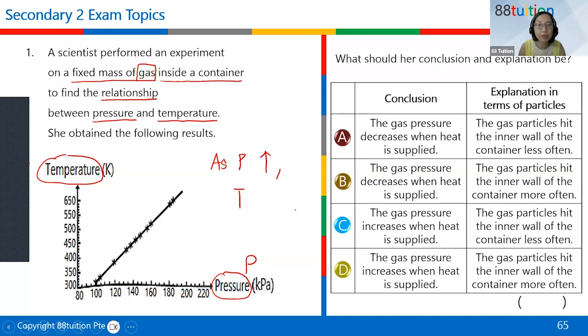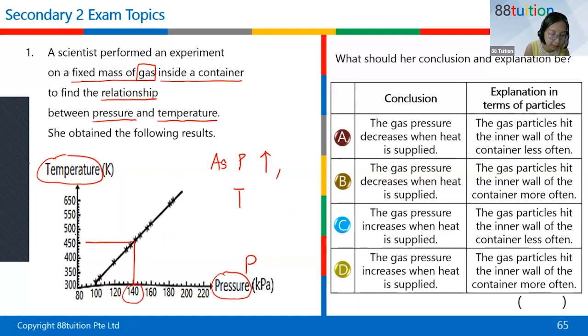All right, so you can see from the graph that the pressure is going up. For example, if the pressure is 140, then the temperature will be 450. Then if the pressure goes up to 180, touch the graph and go to the left, it's about 600.